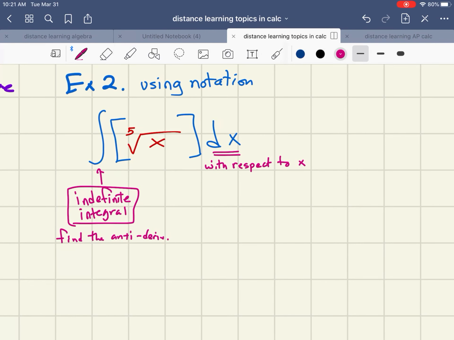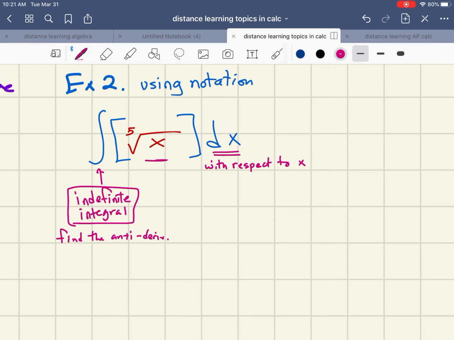Let's talk about notation before we do the next problem. You've probably seen this symbol before. Now we're going to use it. This is called the indefinite integral. We'll do definite integrals later. All that's asking us to do is find the antiderivative of this function, and the dx means with respect to x. So as long as this function is in terms of that variable, we're good to go.